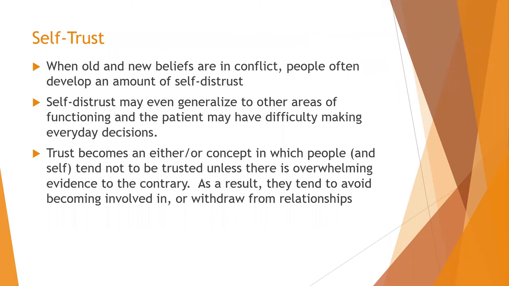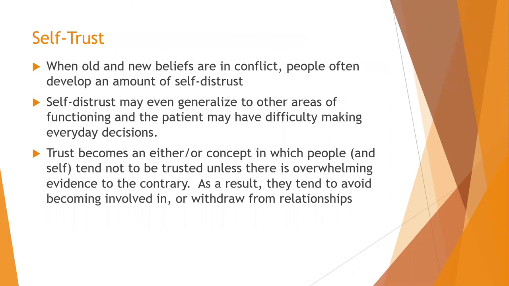Now, initially, he saw that as a weakness, and he didn't take into account the fact that there was no way to get this guy out, and if he would have died, he would have left his children and wife without a father and husband and all the other stuff that folded in on it. So he was very distrustful of himself and of his own self-image. He wasn't sure who he was anymore. This can generalize to other areas of functioning, and the person may have difficulty making everyday decisions.